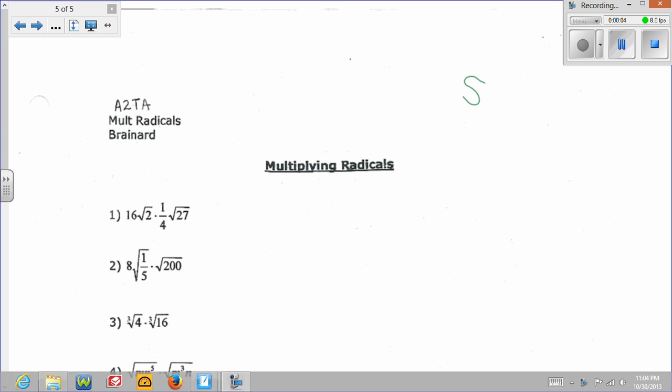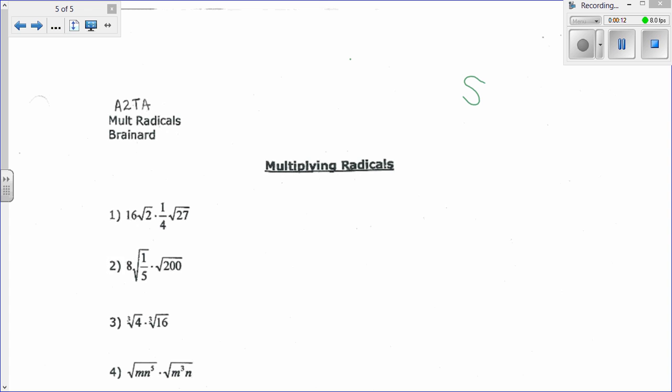Hi, and welcome to day 4 of radicals. Today we are going to be multiplying radicals, and there's a few steps that we need to take in order to be able to do that.